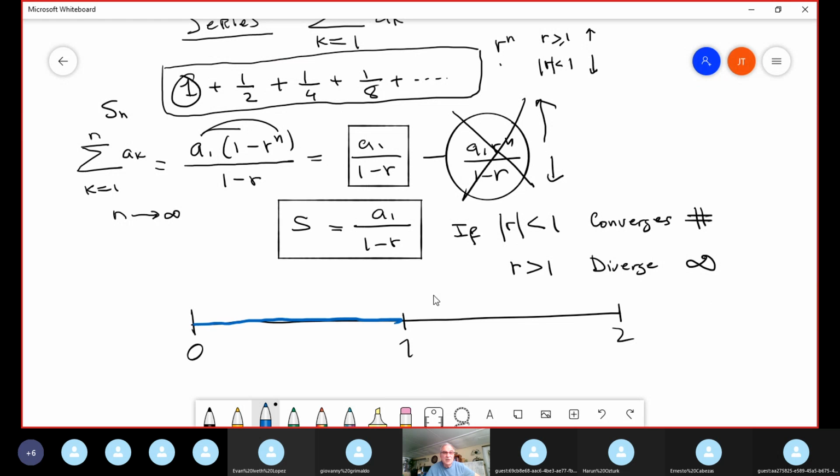The second element is 1/2. It's 1.5, or 1.5, whatever you want to put in decimal. Now, 1/4 is 1/4. Now, 1/8. The next is 1/16, and then 1/32.